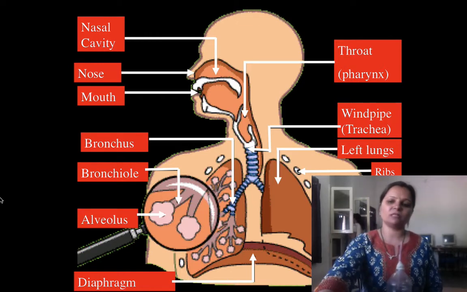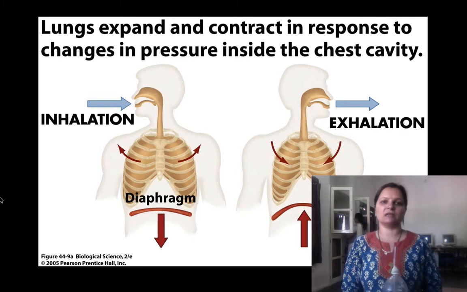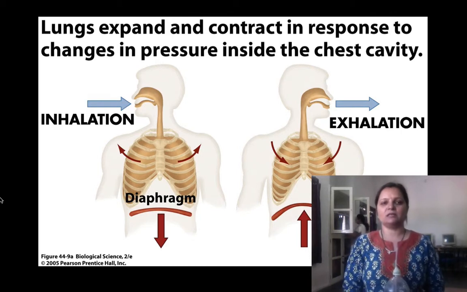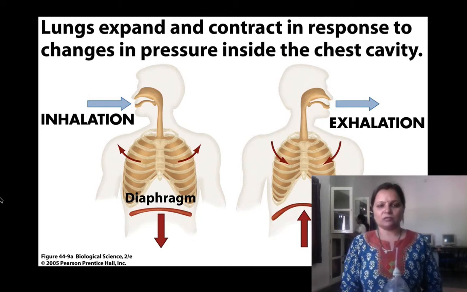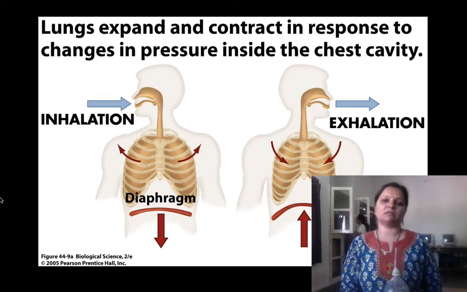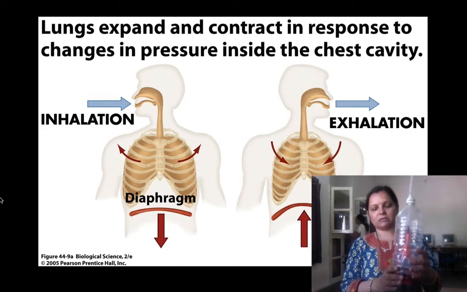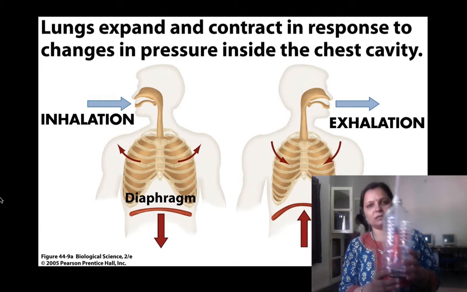Now I'm here to explain the mechanism of breathing, how the air is taken in and how the air is taken out. In case of inhalation, as you can see, the diaphragm is moving downwards and the ribs move upwards and outwards. I'll be explaining this process using this model.